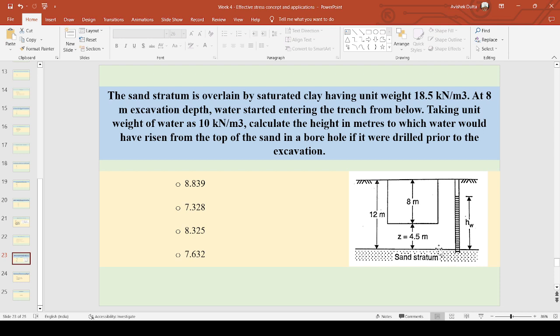So considering this, the options are 8.839, 7.328, 8.325, 7.632, all are in meters, the height of water in this borehole. Z and 8 meter is important. You can ignore this 12 meter height. The data given is unit weight of the soil is 18.5 kilonewton per meter cube of this saturated clay layer, and unit weight of water is 10 kilonewton per meter cube.